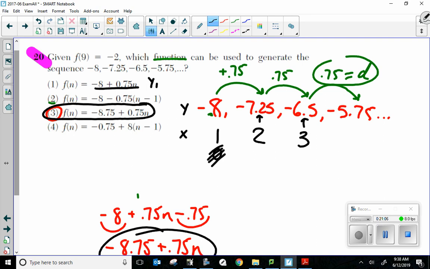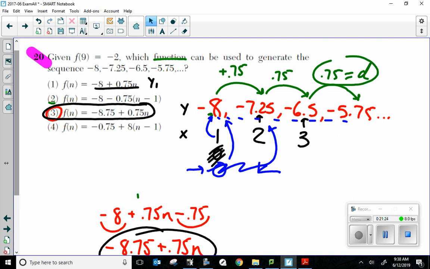I guarantee you, one of those equations will have this a 0x, you'd get this. This a 1. You would see this pattern and be like, oh, it's right. No, it's not right in this case. It's only right when your x is 1. That's where you start with your negative 8. So be careful.